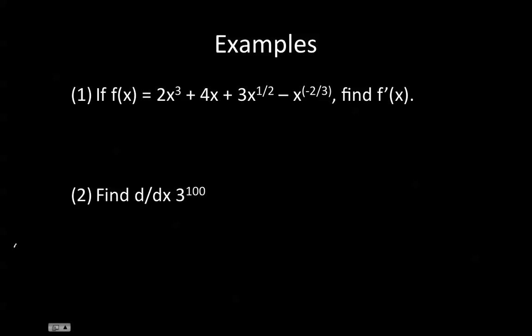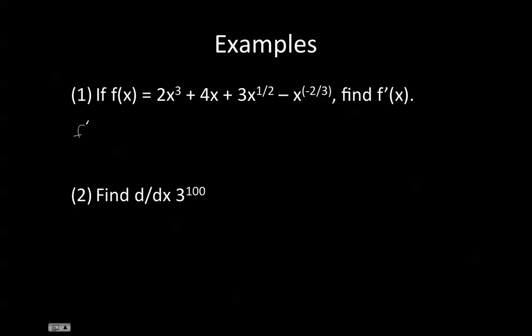So now for some examples of finding derivatives using the new properties that we've just learned. If f of x equals 2x cubed plus 4x plus 3x to the 1/2 minus x to the negative 2/3, we're going to find the derivative of f of x.